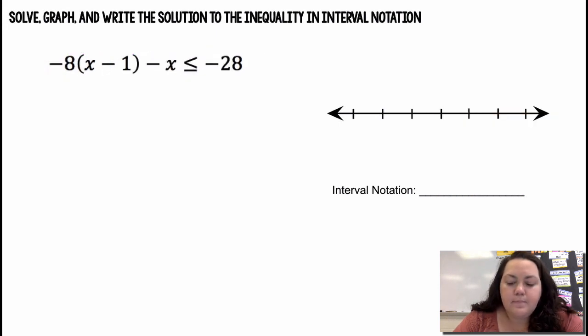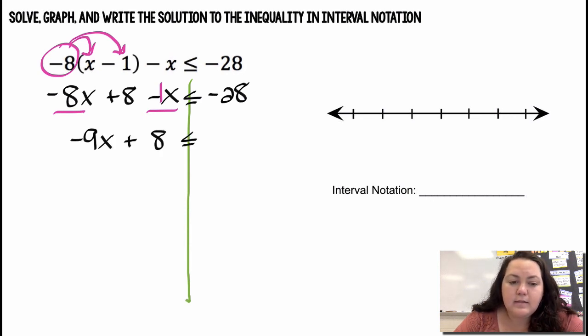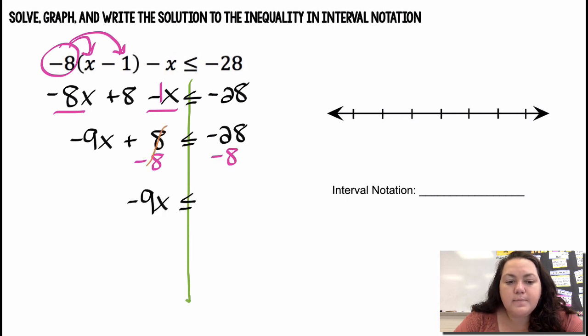All right, this one. I'm going to distribute the negative 8. I get negative 8x plus 8 minus x is less than or equal to negative 28. Combine like terms, that x really has a 1 in front of it. So if I have negative 8x minus another x, that gives me negative 9x plus 8 is less than or equal to negative 28. Subtract 8 on both sides. I get negative 9x is less than or equal to negative 36.